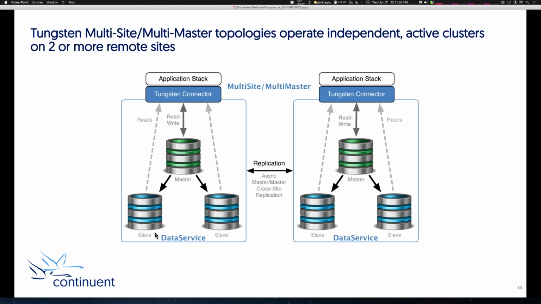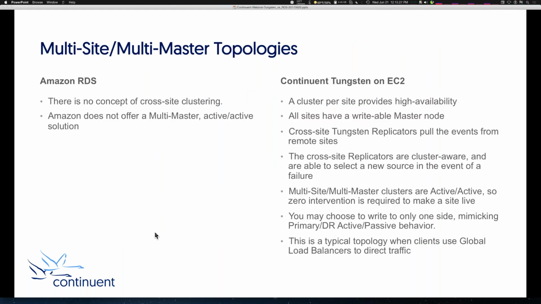Here we have active-active clustering. So we would have two or more sites joined by multi-way cross-site replication. A write to site A goes to site B. A write to site B goes to site A. That way, they're live all the time. No command is required. In RDS, no such thing. They don't have active-active multi-region solutions. We, on the other hand, handle this very easily.